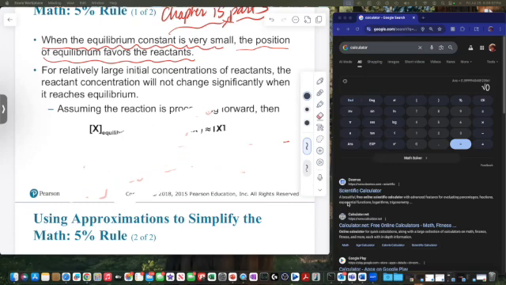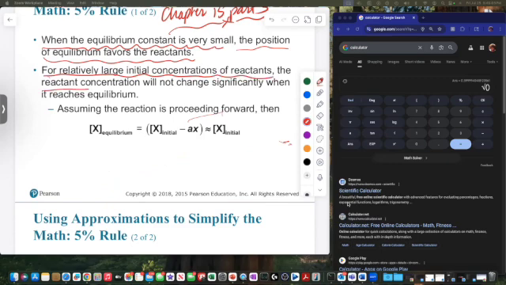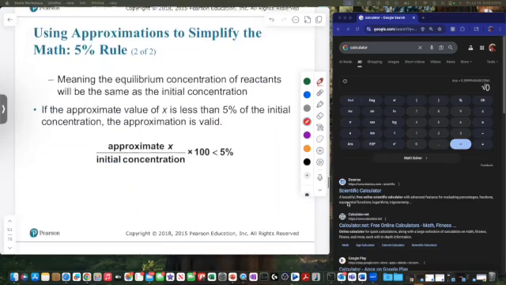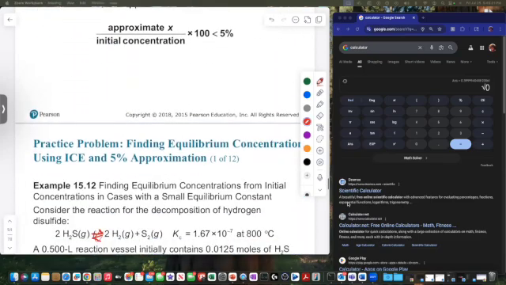So once again, the 5% rule is conditional, right? For relatively large initial concentrations of reactants, the reactant concentration will not change significantly when it reaches equilibrium. For that reason, once again, take your Ka value or your K value, K equilibrium, over the concentration of the reactant, multiplied by 100. If you get a number that is less than 5%, the approximation can happen. So let's go ahead and see how this plays out in the problem.